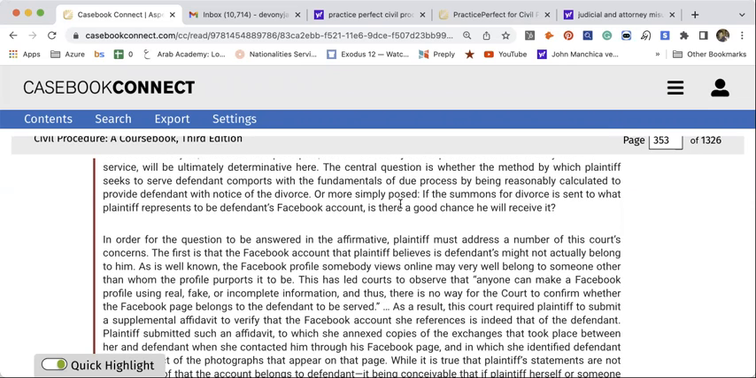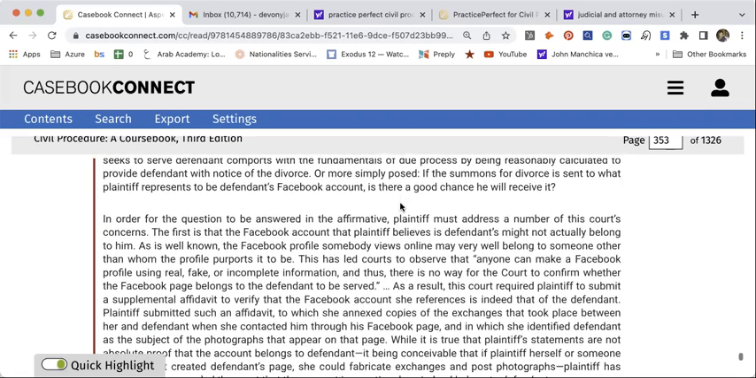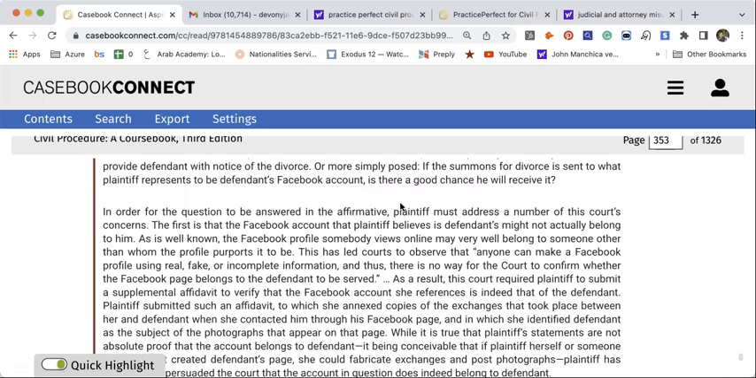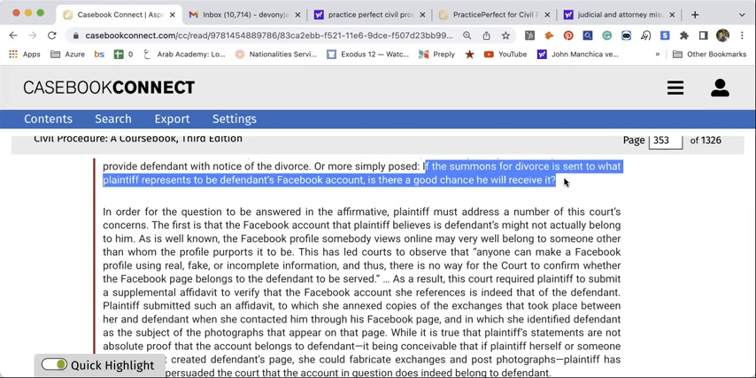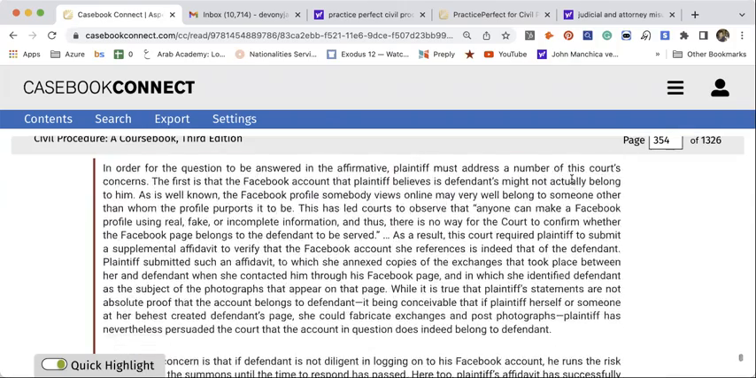The central question is whether the method by which the plaintiff seeks to serve the defendant comports with the fundamentals of due process by being reasonably calculated to provide the defendant with notice of the divorce, or more simply posed, if the summons of divorce is sent to what plaintiff represents to be defendant's Facebook account, is there a good chance he'll receive it? In order for the question to be answered in the affirmative, plaintiff must address a number of the court's concerns. The first is that the Facebook account the plaintiff believes is defendant's might not actually belong to him.